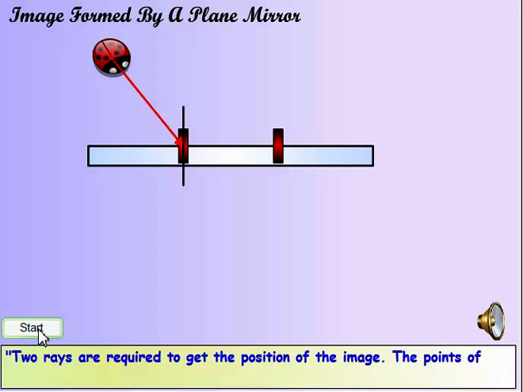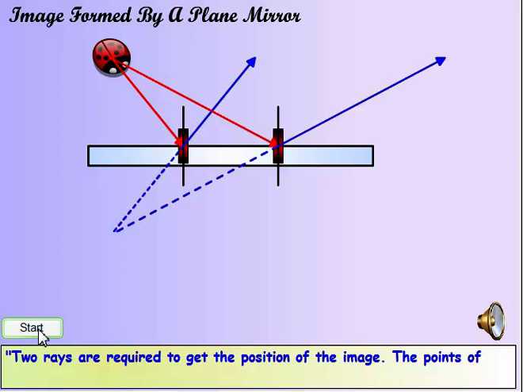Try dragging the 2 points on the mirror to different locations. You will notice that when you trace the reflected lines backward, they will intersect at a point where the image will form. The distance of the object from the mirror will be the same as the distance of the image from the mirror. Only 2 rays are required to obtain the position of the image.